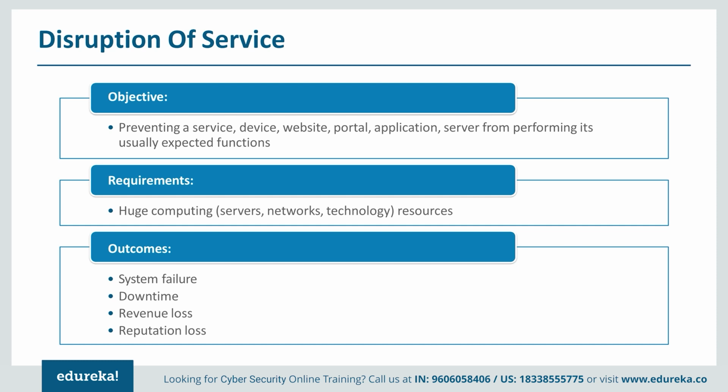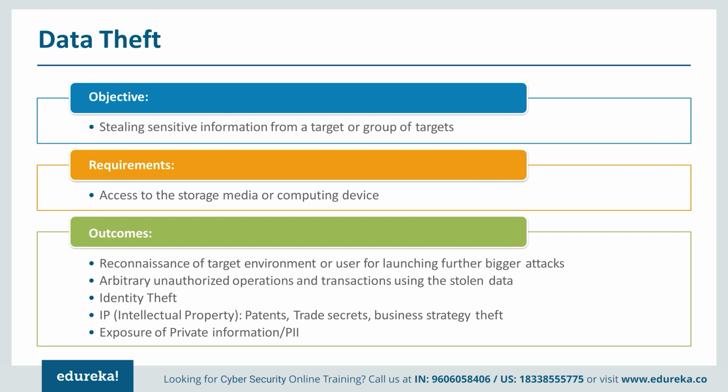Then there is disruption of service, where the service will not function properly or has poor performance. So what are the outcomes? System failure, system downtime, revenue loss, reputation loss. For example, I'm using Office 365 for email. If I'm not able to log into the email online and I'm not able to send or receive emails, that could be a reputation loss.